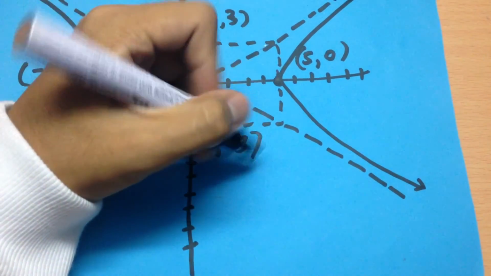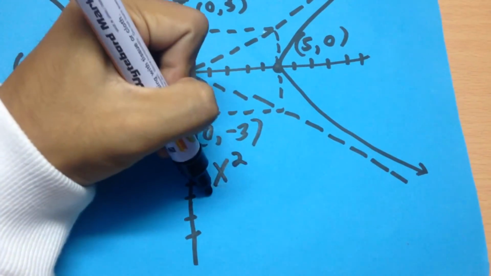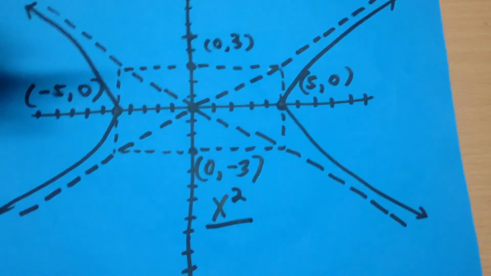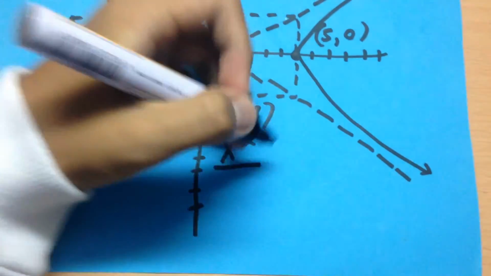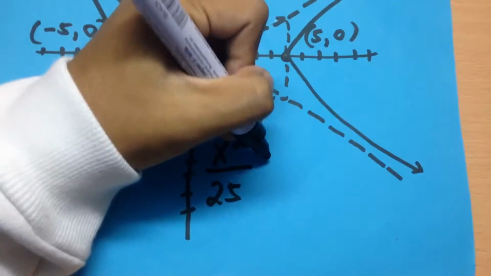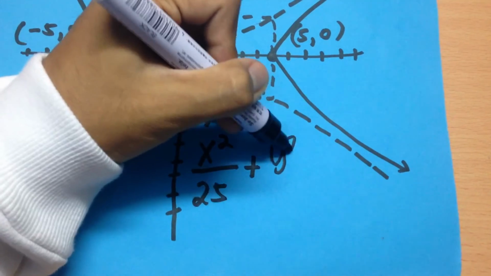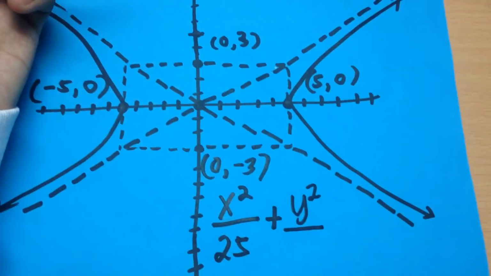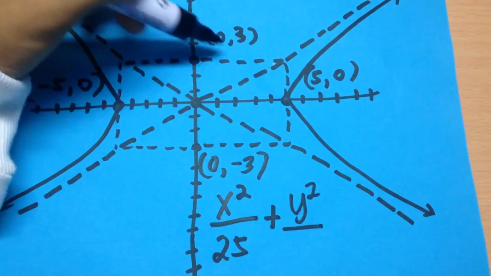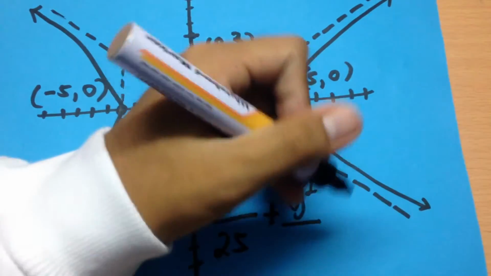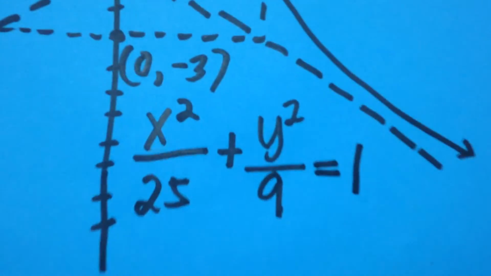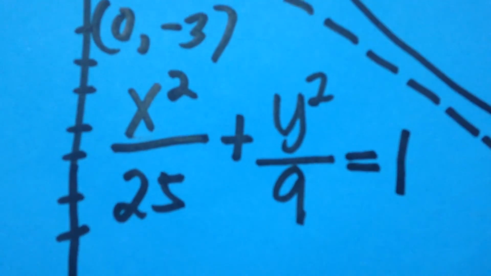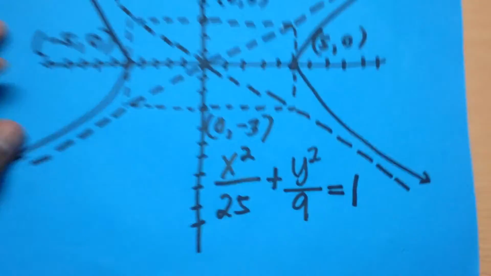So that's it. When writing the standard equation, again, this is a horizontal hyperbola. So we must use x squared over a squared. The value of a is 5, so we must square it. 5 squared is 25, plus y squared over b squared. The value of b is 3, and if we square it, it will become 9, is equal to 1. So that's it. The standard equation of this graph. Yay!